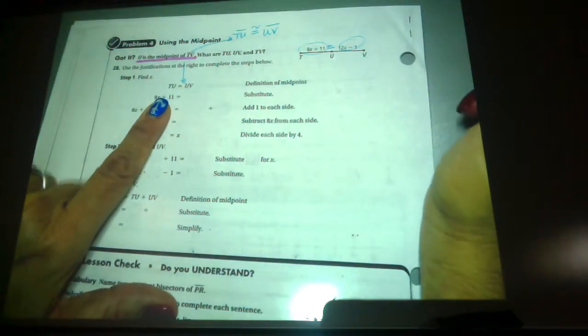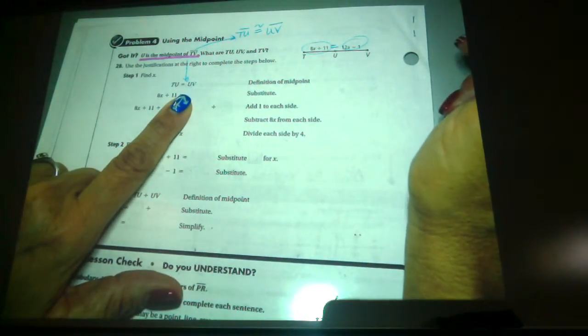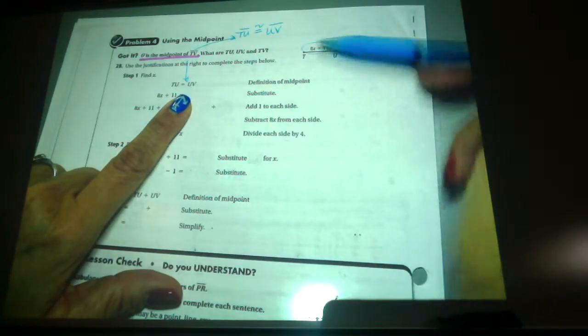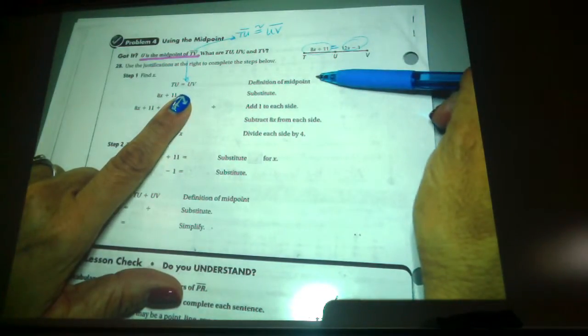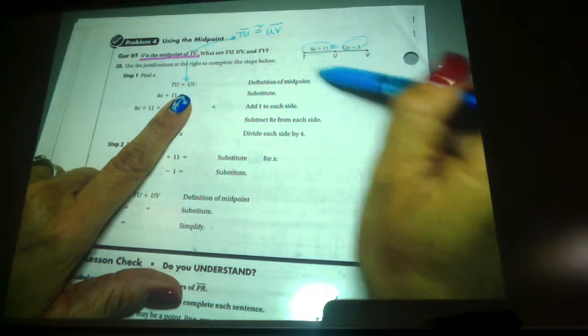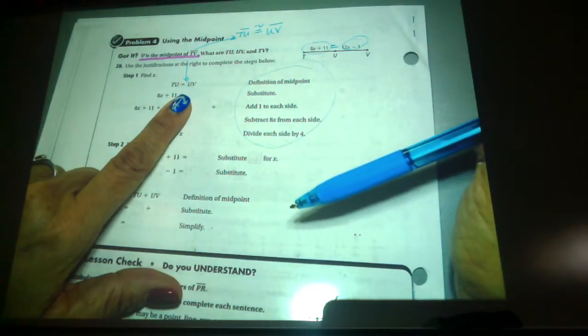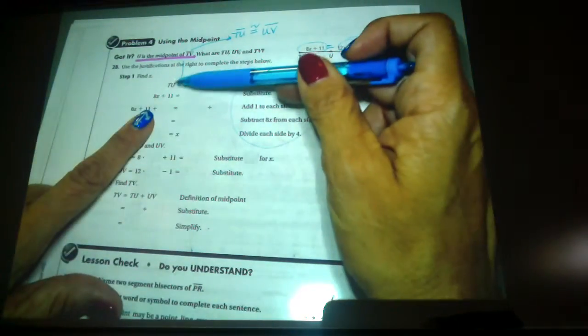Now they're using the notation that distance from T to U is equal to the distance from U to V, which is fine as well. And here's the justification, definition of a midpoint. This is a mini proof. So you want to pay attention to the information over here as well, because you're going to be asked to justify it. Then, what do they do from here to here?